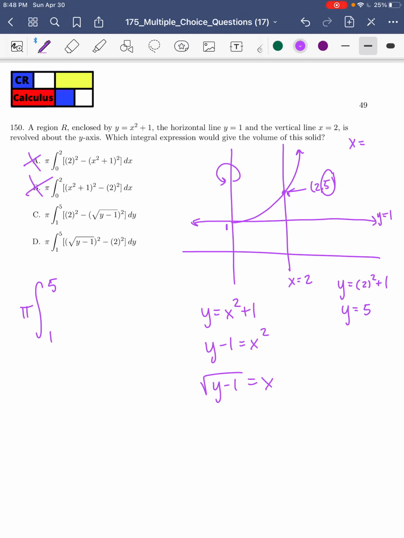But then we have to remember it's going to be right minus left. So looking at this, once again, our function does not completely touch this line, so it's going to be big radius minus little radius. So my big radius here is going to be the line x equals 2 minus, this line is x equals 0, minus, the other line is square root of y minus 1 minus 0 squared dy. And we can obviously see that matches C, not D.